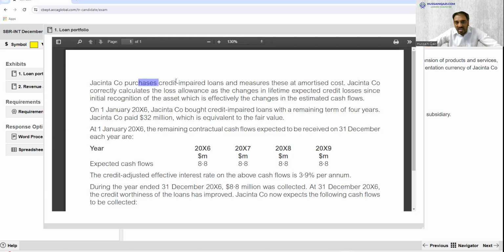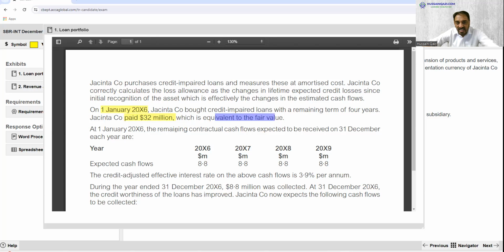Jacinta Company purchased credit impaired loans and measures them at amortized cost. It's very clear. Jacinta Company correctly calculates the loss allowance as the changes in lifetime expected credit loss since initial recognition of the assets, which effectively change the estimated cash flows. On 1st January X6, Jacinta Company bought credit impaired loans with remaining terms of 4 years and paid 32 million, which is equivalent to the fair value.